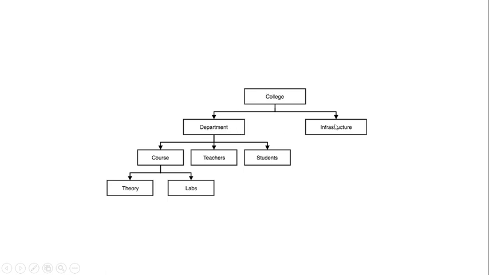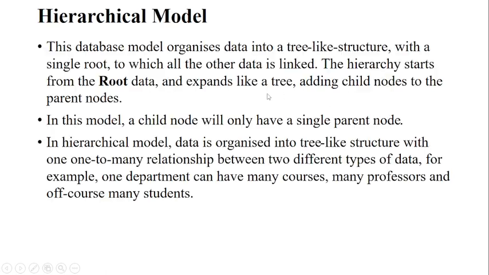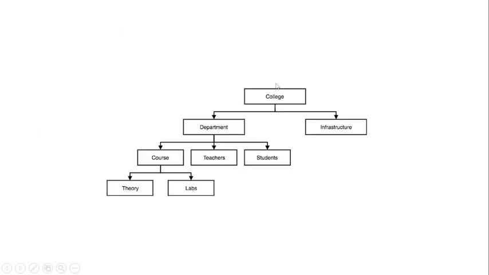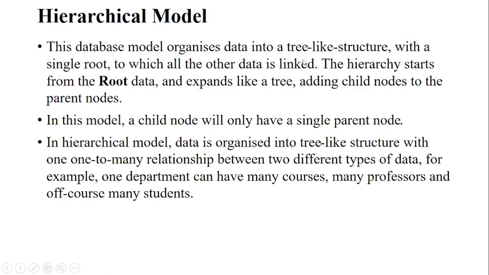These others are not roots; they are the children of the parent college, and this college is referred to as the root node, to which all other data is linked. Here we can see that all the data belonging to the college is linked: department is linked with the college, and infrastructure is also linked with the college. In the same way, course, teacher, student, theory, and labs. The hierarchy starts from the root data and expands like a tree, adding child nodes to the parent node.